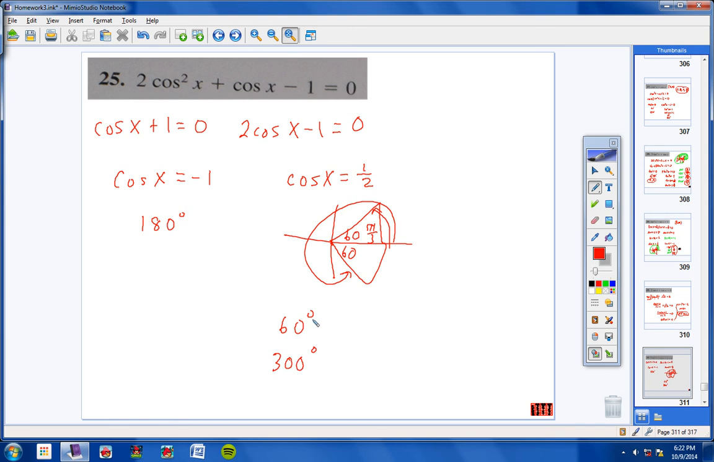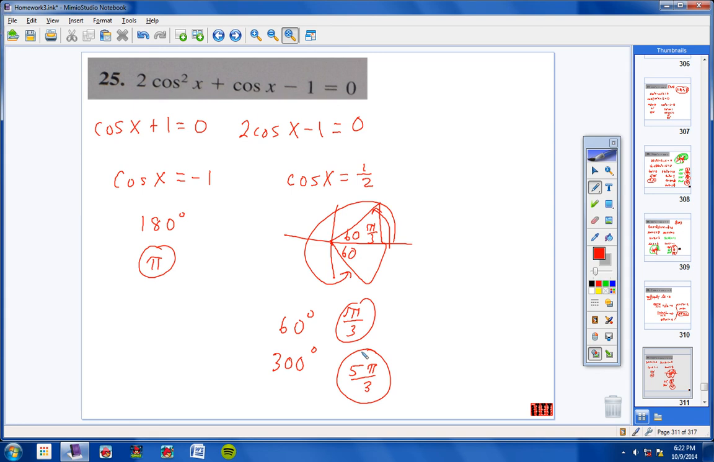So converting all these over to radians, one answer would be pi. One answer would be pi over 3. And the other answer would be 5 pi over 3 for 300 degrees. Let's check the back of the book real quick on that, make sure we're right. Pi over 3, 5 pi over 3, and pi. Very good. Moving on to number 27.